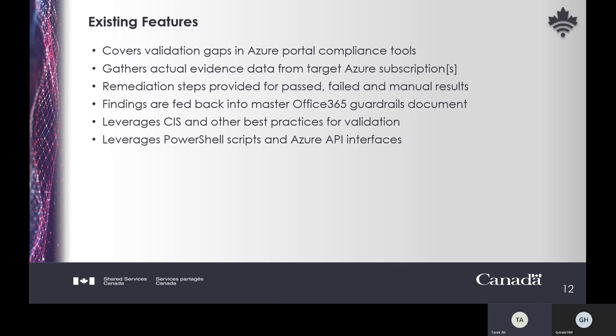The findings are fed back to what is called a Master Office 365 Guardrails document. This is a central reference which is jointly maintained by SSC and TBS, which serves as a master reference for all the guardrail controls and details around the validation across the various cloud workloads. And that covers IaaS, PaaS, SaaS, etc. So our subset of that master document is where we receive our information from and where we feed back our findings. We also leverage CIS, which is an industry standard for compliance validation, which does cover both Azure and AWS and other providers. And we do utilize in our script mainly PowerShell and Azure API as a first pass in our implementation.